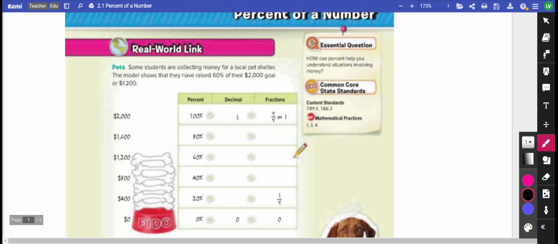So the percentage: 100% written as a decimal is 1, and the fraction is 5 out of 5, or 1. 80% is written as 80 divided by 100.